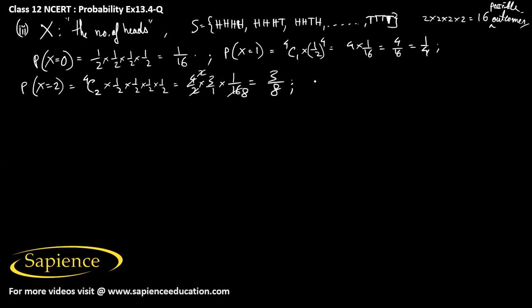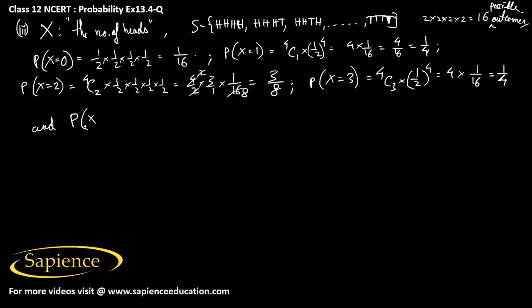And similarly, the probability of x equal to 3 means we should get 3 heads. Out of these 4 throws, I can get any 3 as heads in 4C3 ways, times 1 by 2 whole power 4. So 4C3 is 4 only, times 1 by 16, so that would also be 1 by 4. And the probability of x equal to 4 means all 4 are heads. So that would be 1 by 2 into 1 by 2 into 1 by 2 into 1 by 2, which is also 1 by 16.